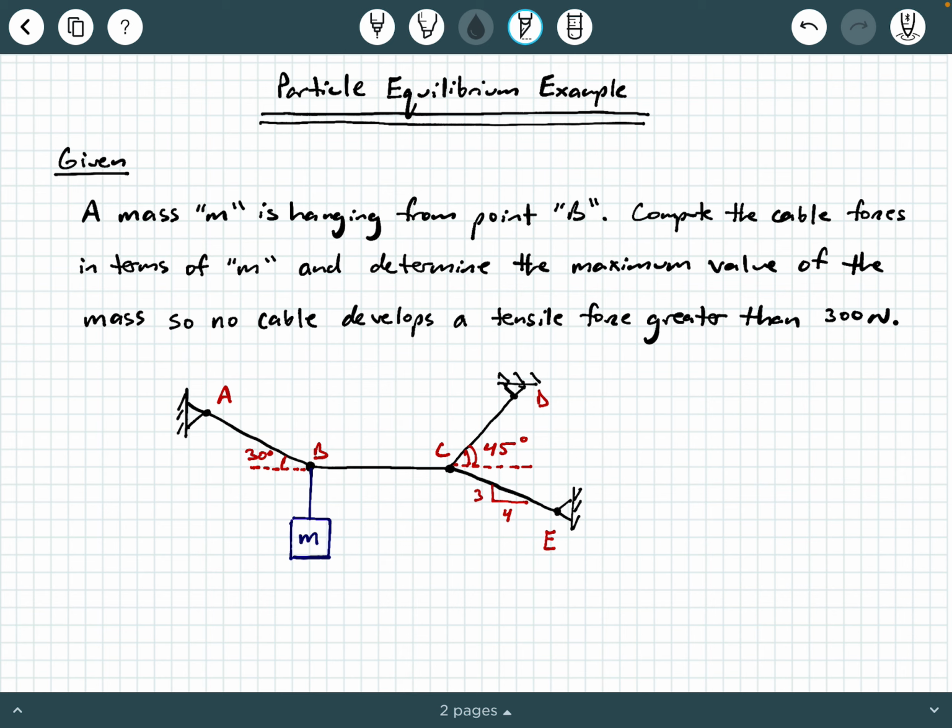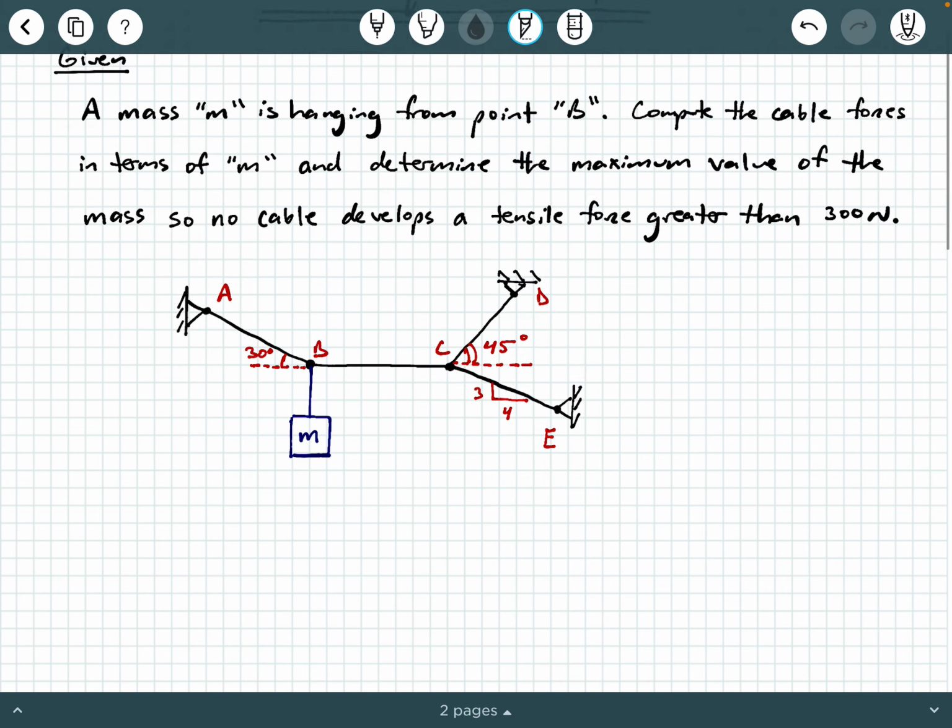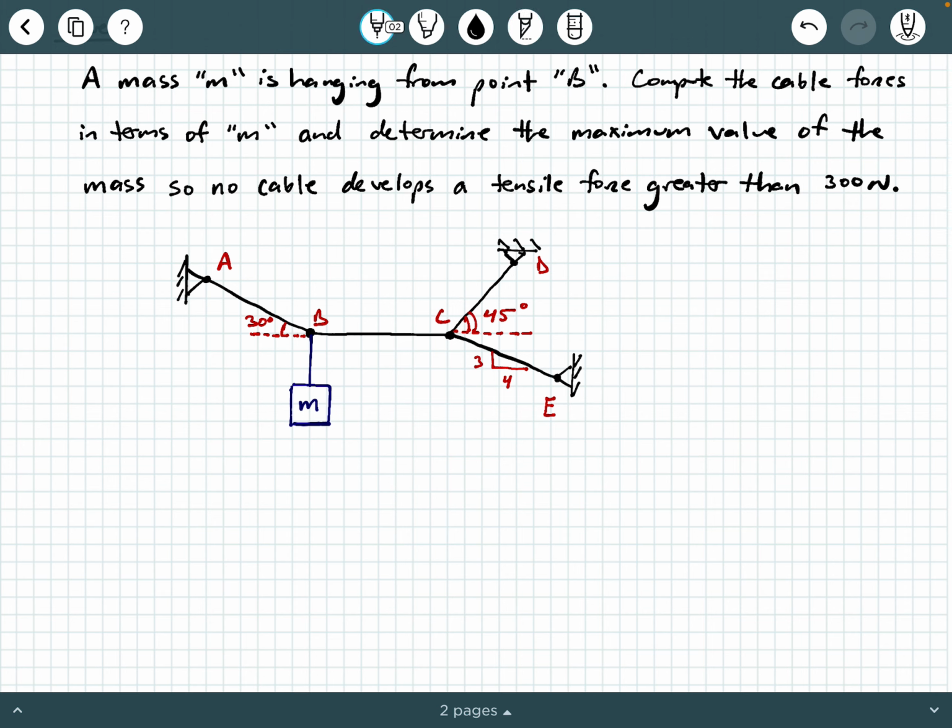The next unique aspect of this kind of problem is that we don't actually have the mass value that's hanging from point B. In fact, we're being told to determine the maximum value that this mass could be so that none of the 4 cables will develop a certain tensile force, in this case 300 newtons. So how do we go about a problem like this? Well, we want to take the same approach as what we're accustomed to doing with just 2 cables.